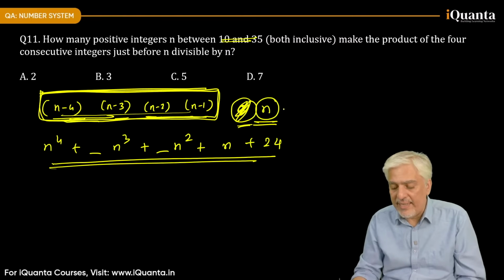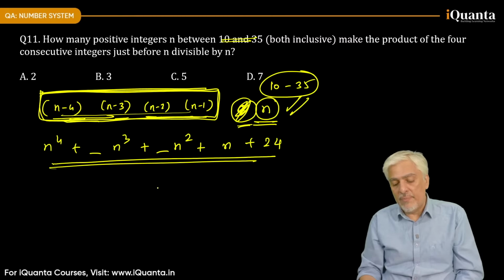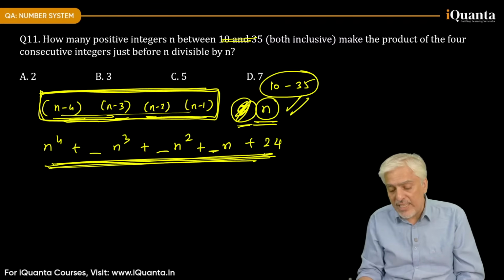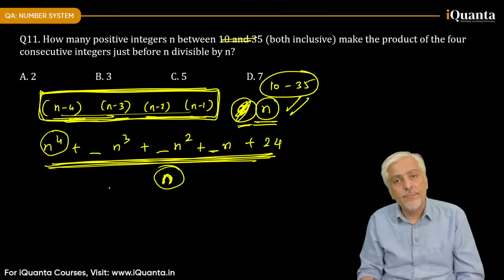This is not a, it is just n. It is between 10 and 35. So obviously it is a 2-digit number, right? Now, if I multiply these 4, I get this expansion. I don't know what coefficients I'll get over here, doesn't matter. If this has to be divisible by n, then n raised to 4 divided by n, no remainder.